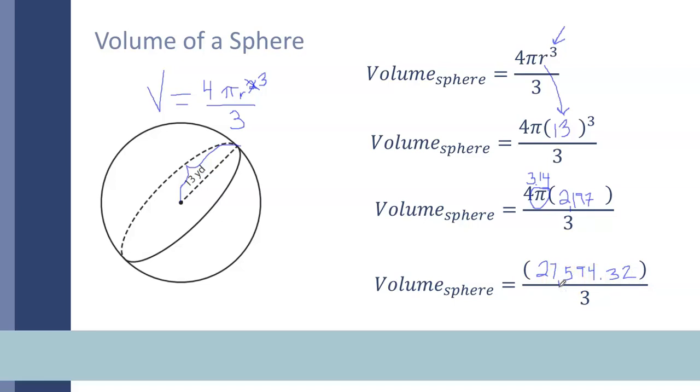From here, I'm going to take that value and divide by 3, and the value that I get is 9,198.106667. But in the examples you're given, they ask you to have 2 decimal places, so we're rounding to the hundredths place. So we get 9,198.11 cubic yards, and that is the volume of this sphere.